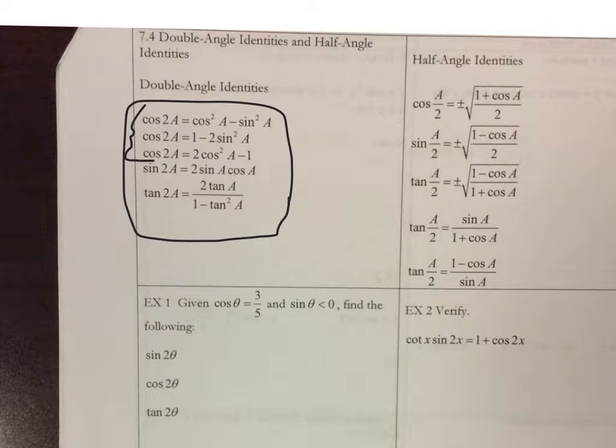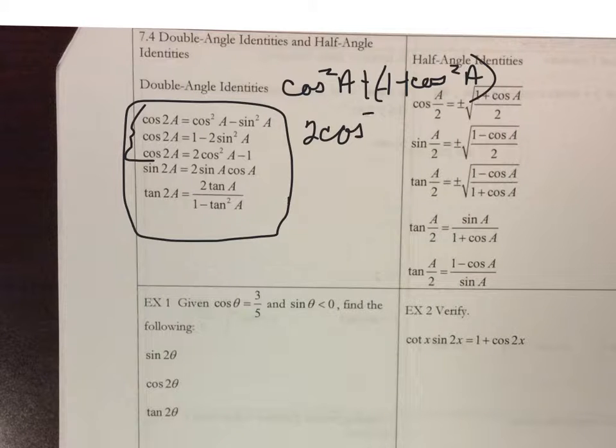I mean, if you think about this first one, cosine squared A minus sine squared A, I could replace that sine squared A with 1 minus cosine squared A, distribute the negative, and have 2 cosine squared A minus 1, which is the third one. Or I could have replaced cosine squared A with 1 minus sine squared A, and I would have ended up with the second one. So they're all very similar. You can get one from the other.